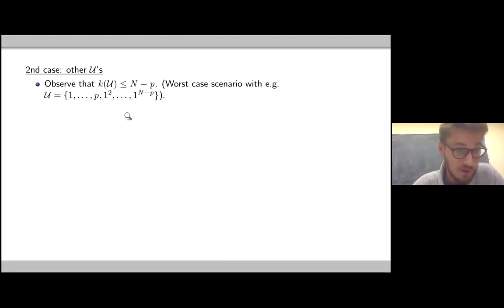And for the second case, we consider all the other full sets and observe that the order of the full sets has to be, so the order is the maximal length of the words in the full set, has to be less or equal than n minus p, because you have to put at least 1, 2, up to p. And then to obtain something with maximal order, and of course to keep a full set, you are obliged to do the following operation: you can replace 1 by 2, or 3 by p.